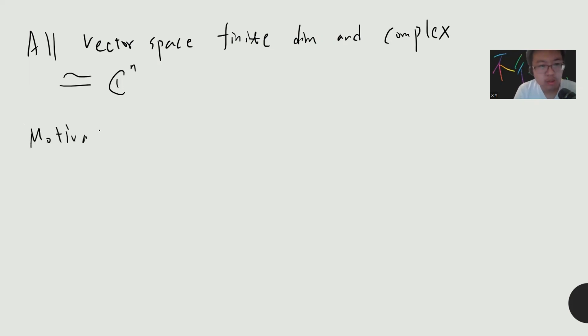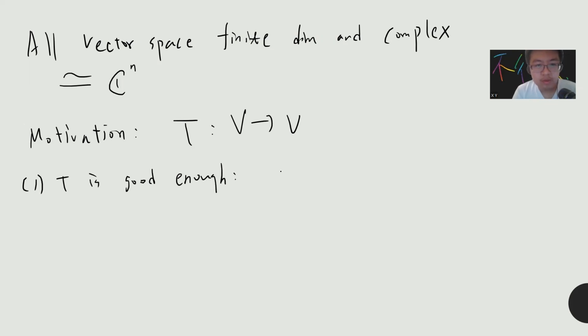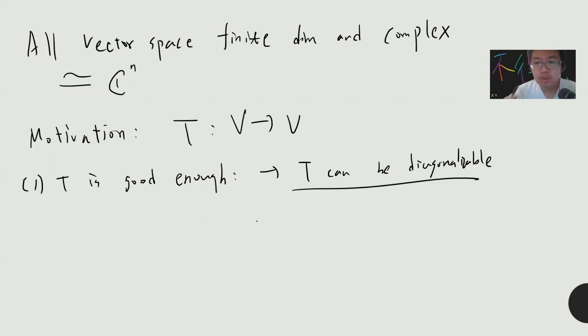Let me talk about the motivation. Say you have an operator T from V to V, and if T is good enough, then T can be diagonalizable. There are some special matrices which you can diagonalize. Diagonalizable means that the eigenvectors of T span the whole vector space.